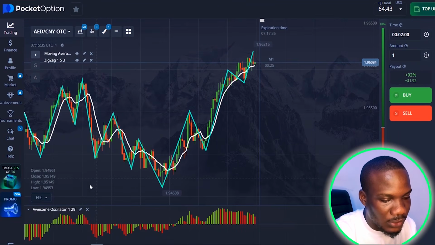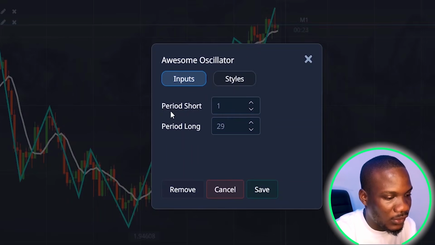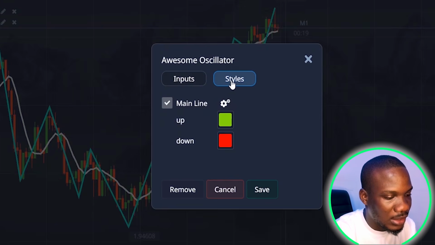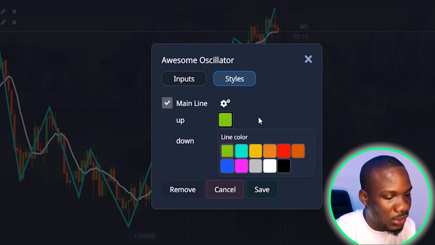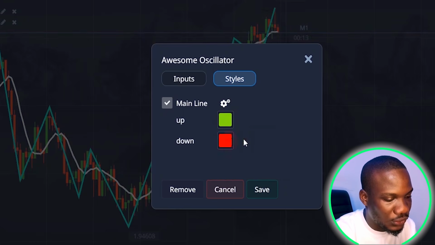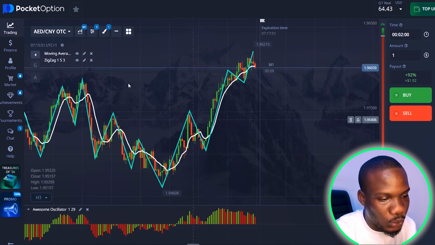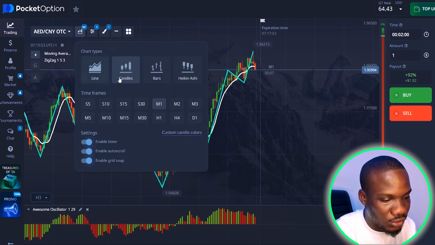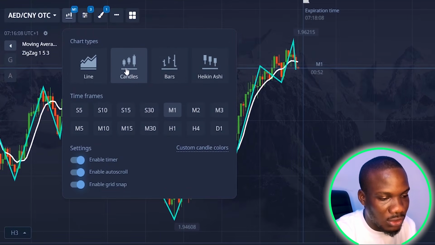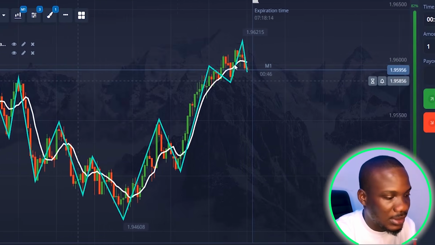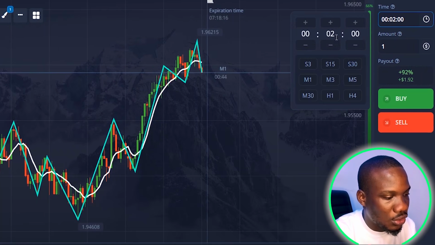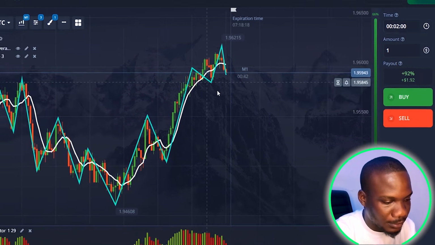My awesome oscillator comes with the settings of the period short as 1, the period long as 29. Right here on the style level, at the upper section, I'm going to be using a green color, while the down section, I'm going to be using a red color. So when I'm done, I'll click on save. So with this strategy, I'll be setting it to be on 1 minute. I'll be using the normal Japanese candlestick, also known as the classic candlestick. Then I'll be setting my expiration time to be on 2 minutes.